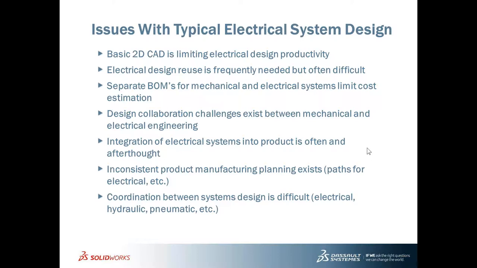There are some inconsistencies in the product manufacturing planning, in terms of creating paths for the electrical and making arrangements for the electrical product inside the mechanical design area. And then the coordination between the systems designs is just difficult: electrical, hydraulic, pneumatic, and others.